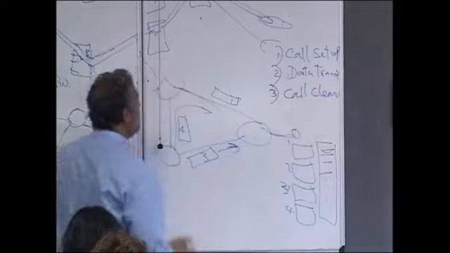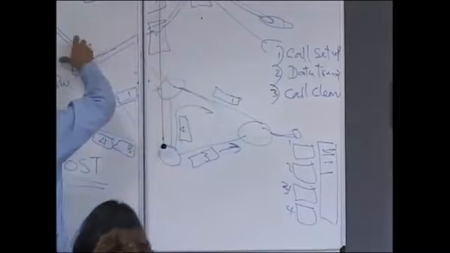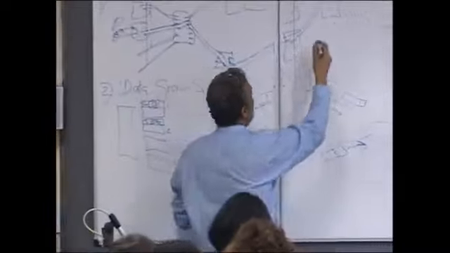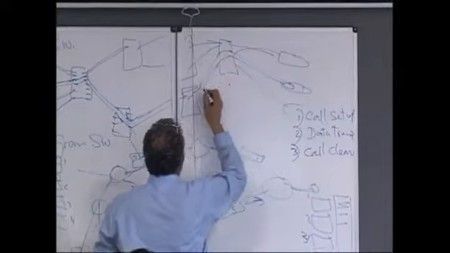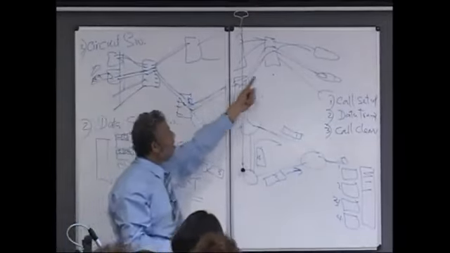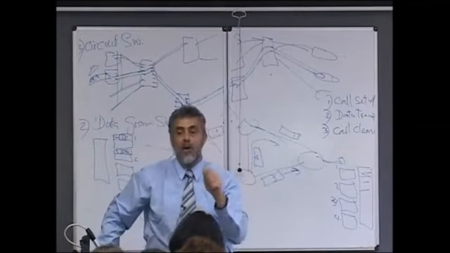And what does the call clear do? It puts all the switches back to neutral position, and now someone else can use this line. One of the features of this circuit is that when you get a call set up, this circuit is dedicated to you, only to one call.